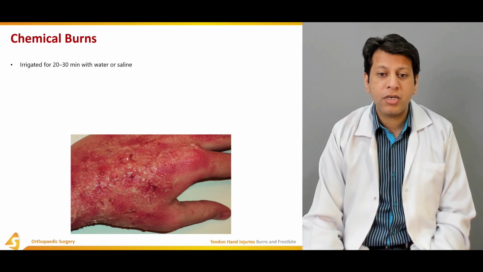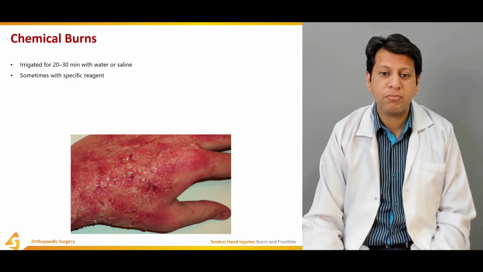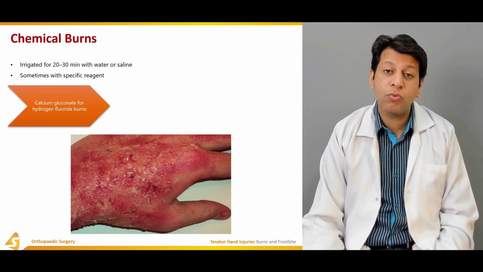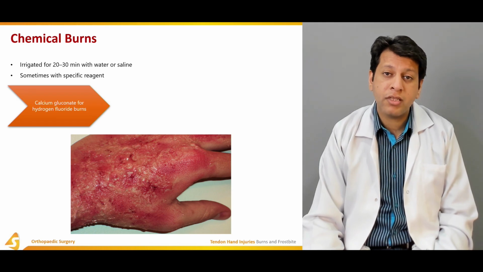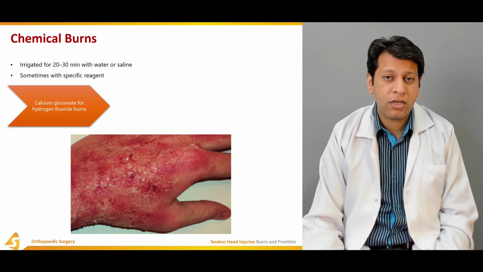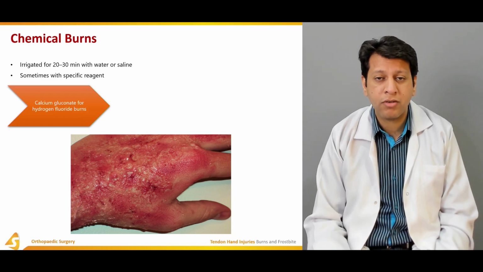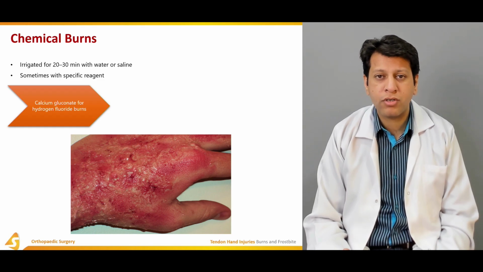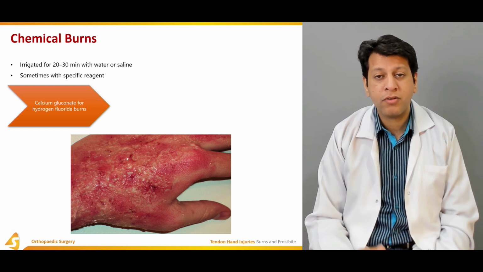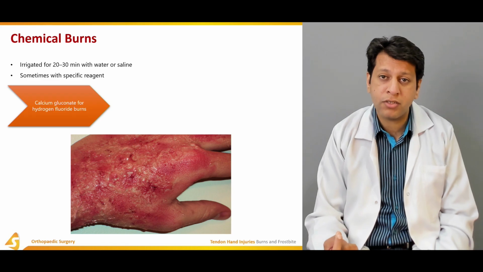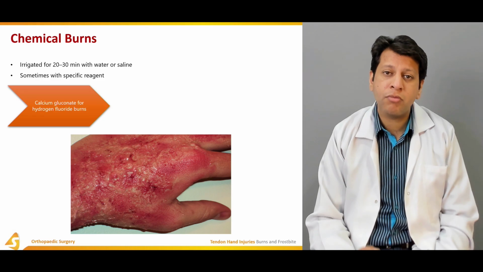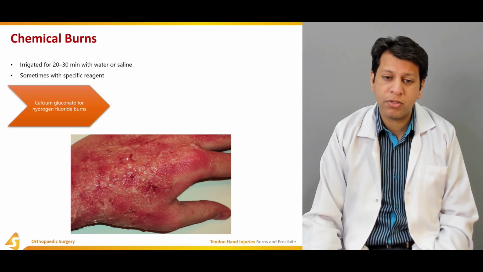For chemical burns, the area should be irrigated for 20 to 30 minutes with water or saline, sometimes with a specific reagent. Calcium gluconate is used for hydrogen fluoride burns. If you know the reagent, then you can apply that. But the reagent is not always clearly visible, or the patient may not know what kind of reagent caused the burn. So the best method is to use copious quantities of water or even normal saline, and lukewarm water is sometimes more than enough. Above all, you have to remove the patient's clothes that have been soiled with the chemicals, because they will continue to create more and more chemical burns. So that has to be stopped as well.